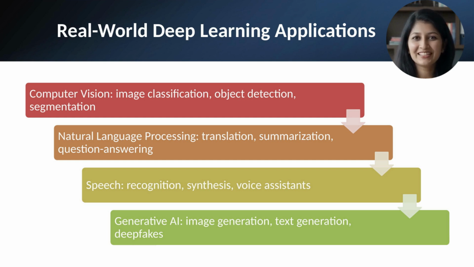Natural language processing saw breakthroughs with RNNs and transformers. Machine translation converts between languages in real time. Text summarization condenses long documents. Question answering systems understand context and provide relevant answers. Sentiment analysis determines emotional tone. Chatbots and virtual assistants understand and respond to natural language. Large language models like GPT can write, reason, and code.